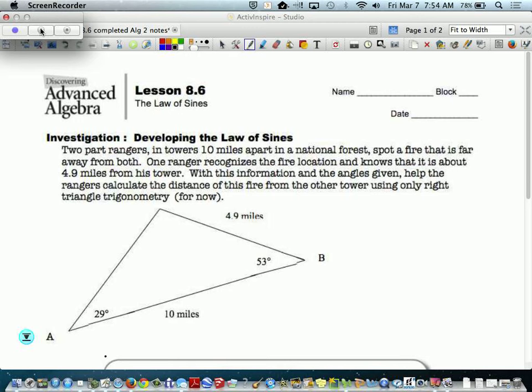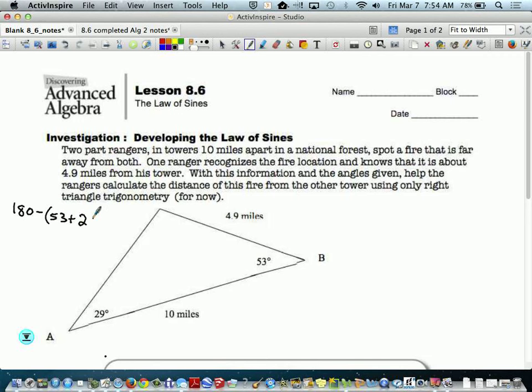So, to find this missing angle, we can take our 180 minus, and you can add your 53 plus 29. What do we get? 98 degrees. So now you can definitely tell you don't have a right triangle, so we're not going to be able to do SOHCAHTOA. So that should be park, by the way, not park.